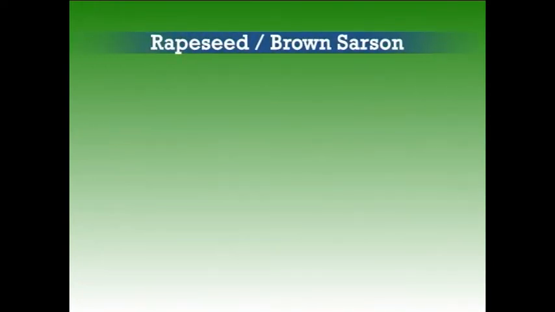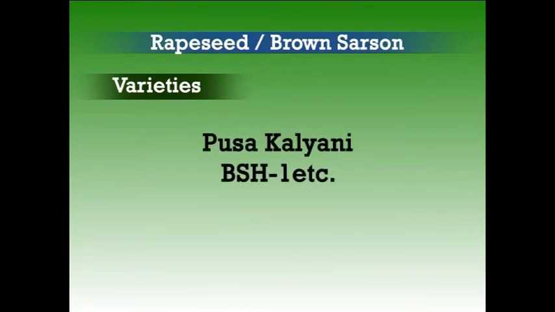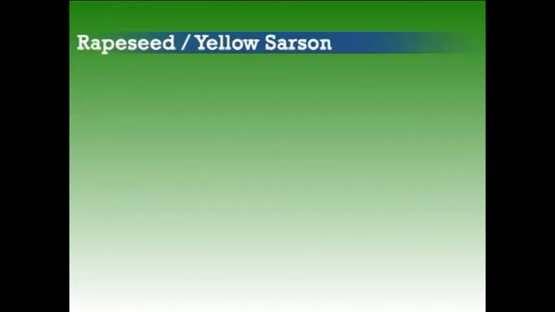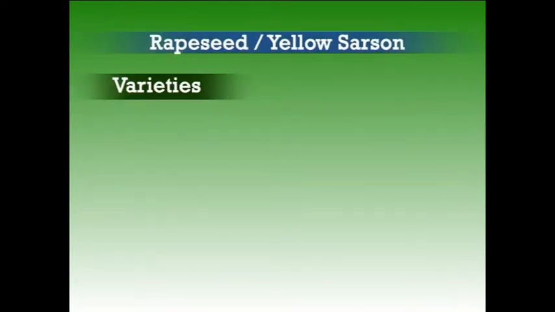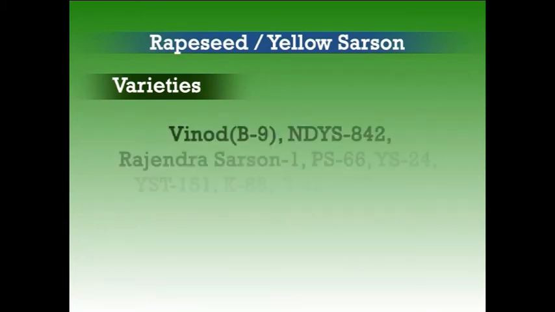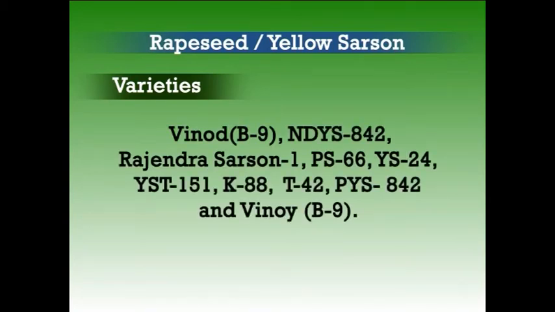For rapeseed or brown sarson, the varieties are Pusa Kalyani, BSH1, etc. For rapeseed yellow sarson, the varieties developed so far are Vinod, that is B9, NDYS842, Rajendra Sarson 1, PS66, YS24, YST151, K88, T42, PYS842 and Vinoy, that is B9.